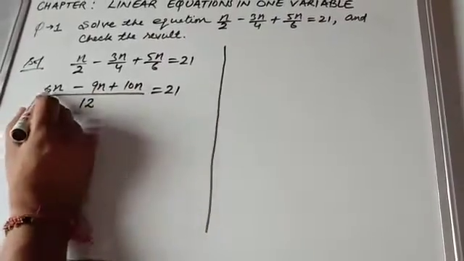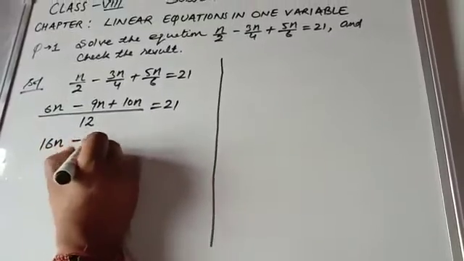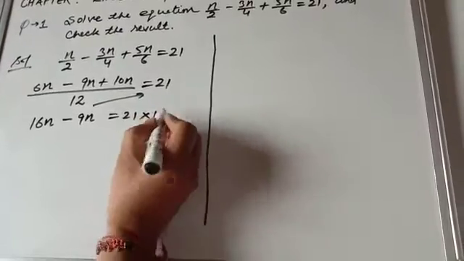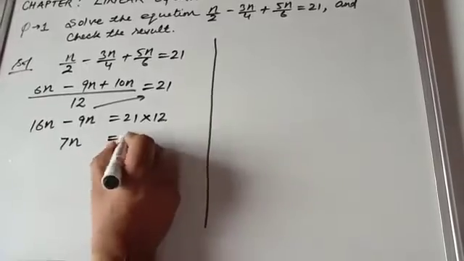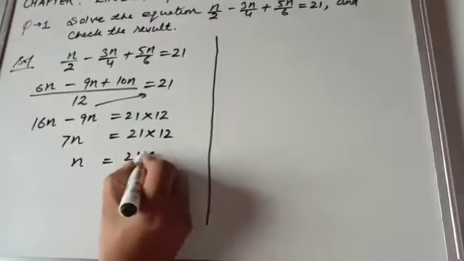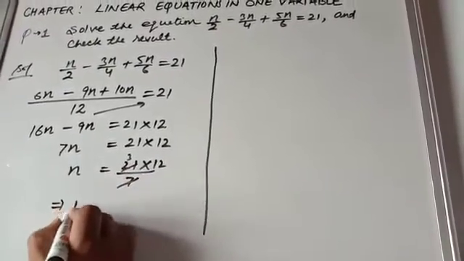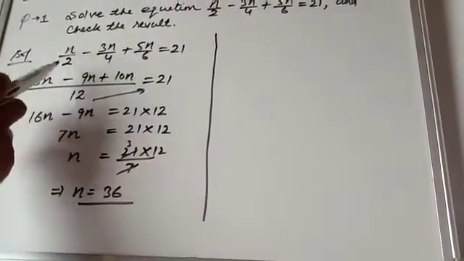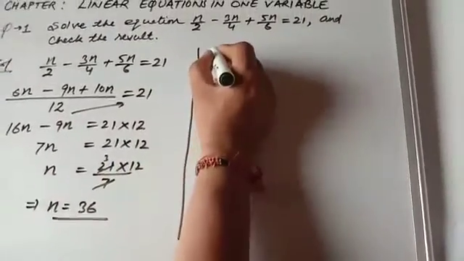Now we add these two, 6n plus 10n, that is 16n minus 9n, and we will cross multiply it. 21 into 12, 16n minus 9n is equal to 7n, equal to 21 into 12, and the value of n is 21 into 12 upon 7. 7 threes are 21, so this implies the value of n is equal to 36. So the value of n is 36. Now we will verify the result.